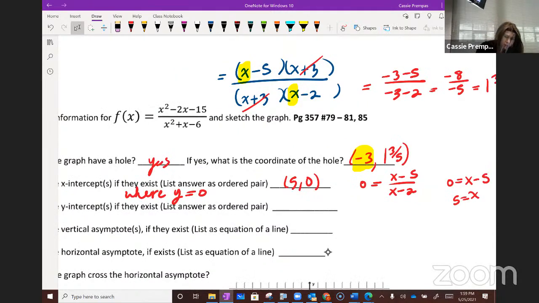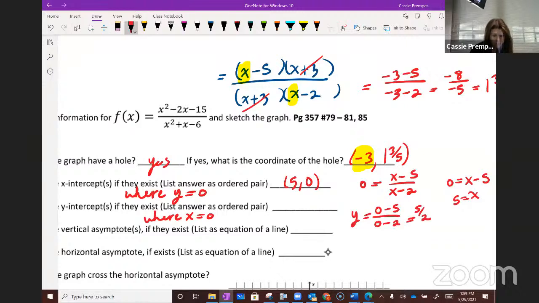x-intercept. And if I'm looking for the y-intercept, that's where x equals 0. So using my function, I can plug in 0 for x. And I have 0 minus 5 over 0 minus 2, which is 5 halves. So I have the point 0, 5 halves, or 2.5.